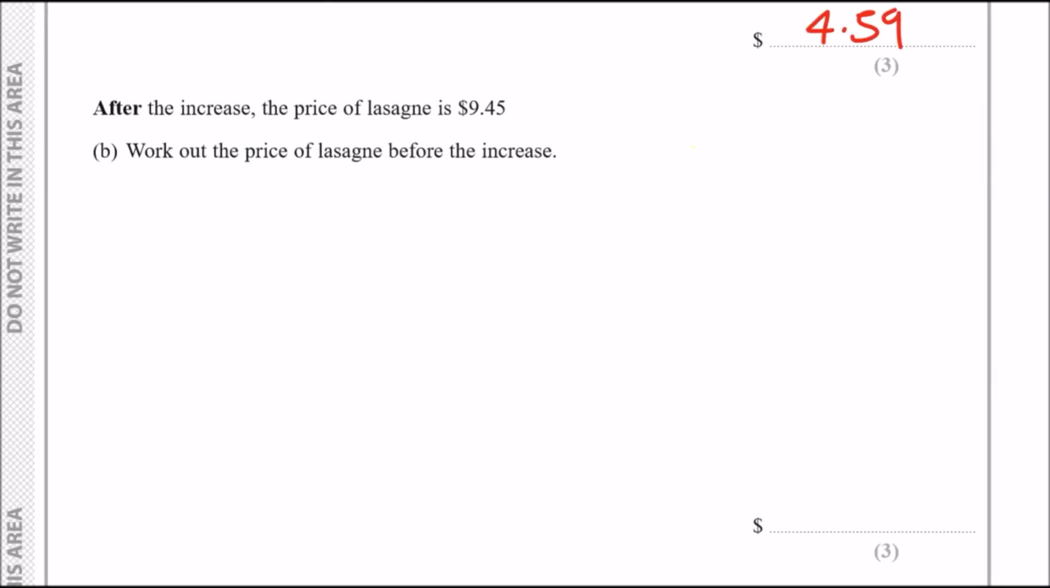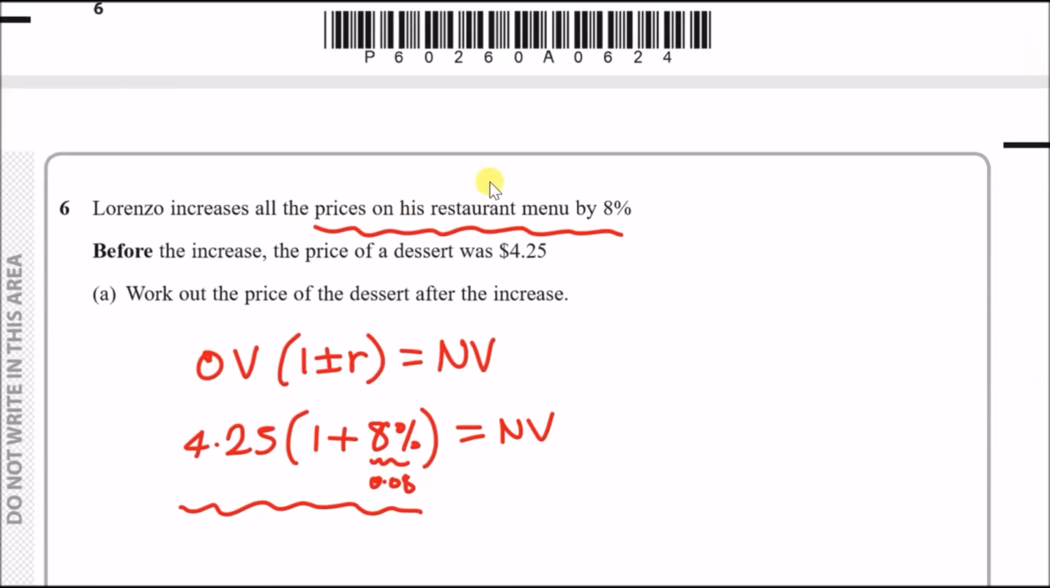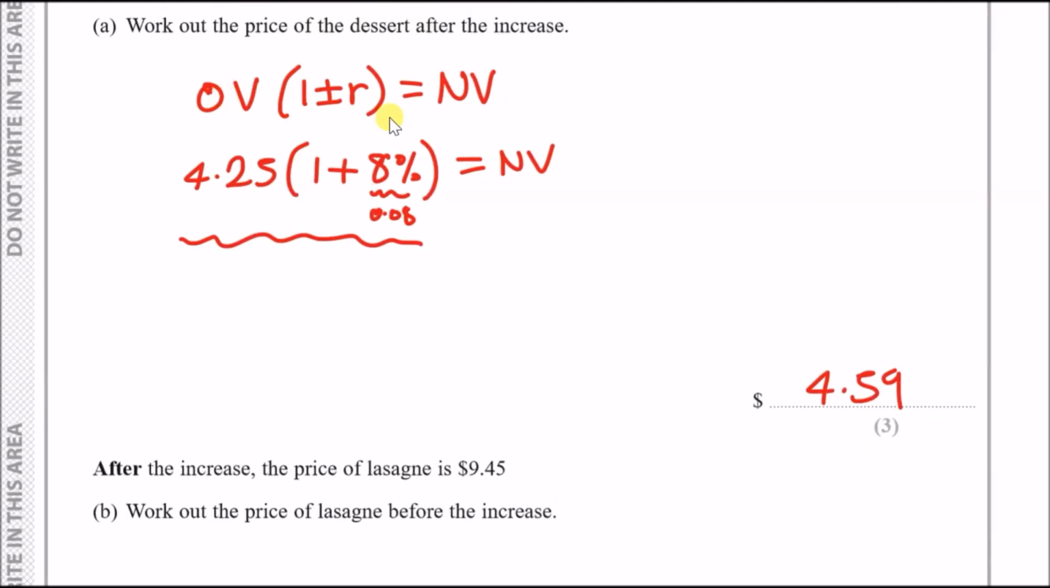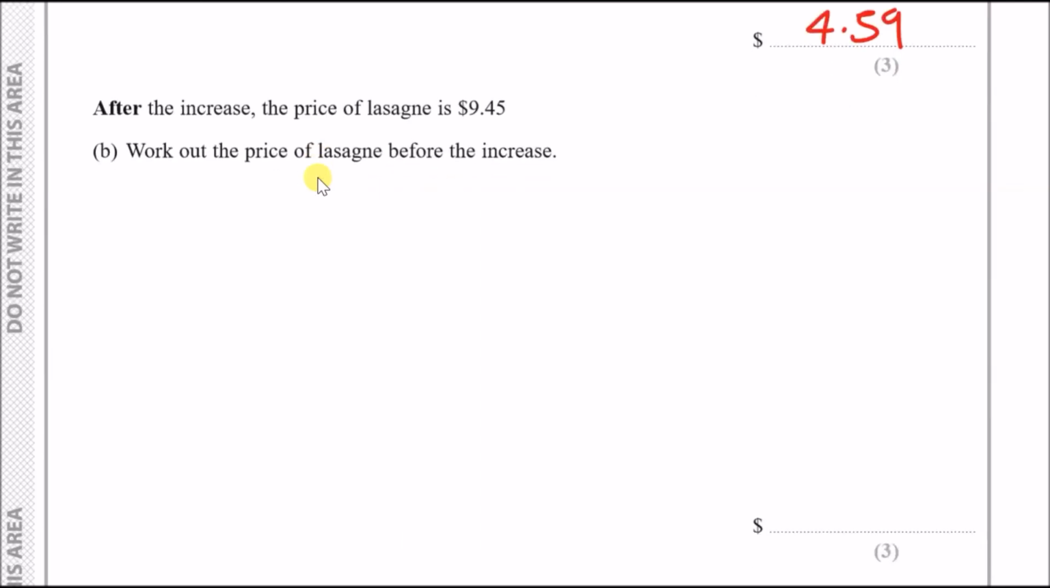Now, the next part is literally the same thing, yeah? So it says that after the increase, so after the 8% has been applied, the price of the lasagna is $9.45. Work out the price of lasagna before the increase. So this time they want you to find the OV value, the original. So again, we're going to use the same formula here. So repeating the formula, just writing it here. We've got OV times 1 plus, because we know it's an increase, some rate will give us a new value.